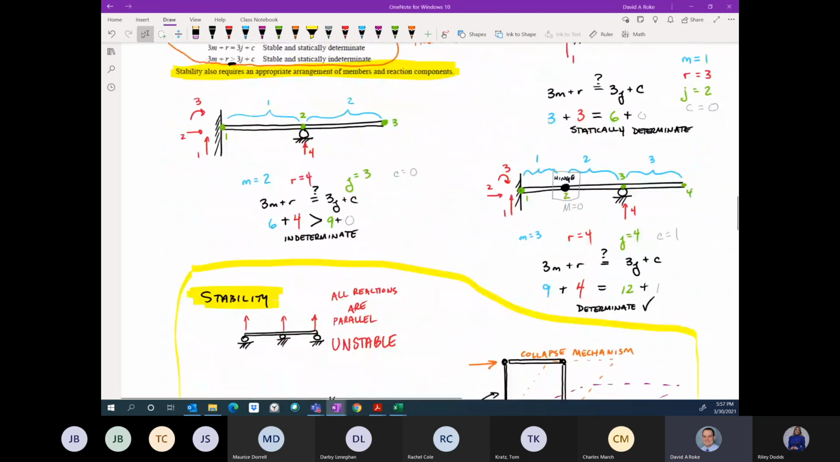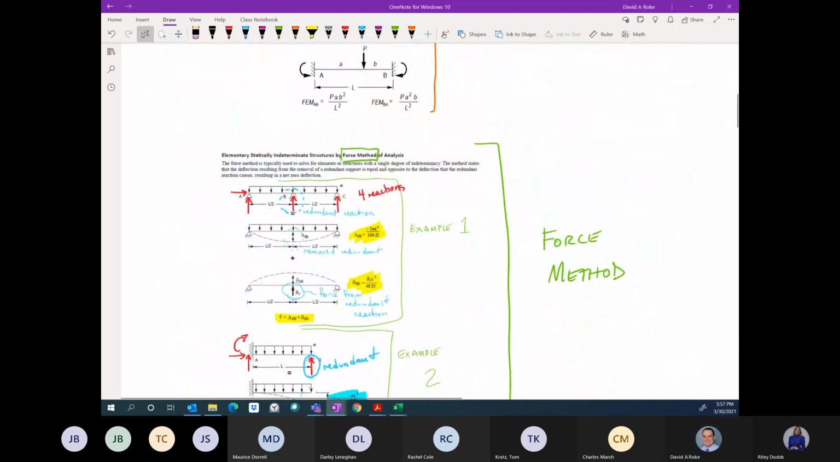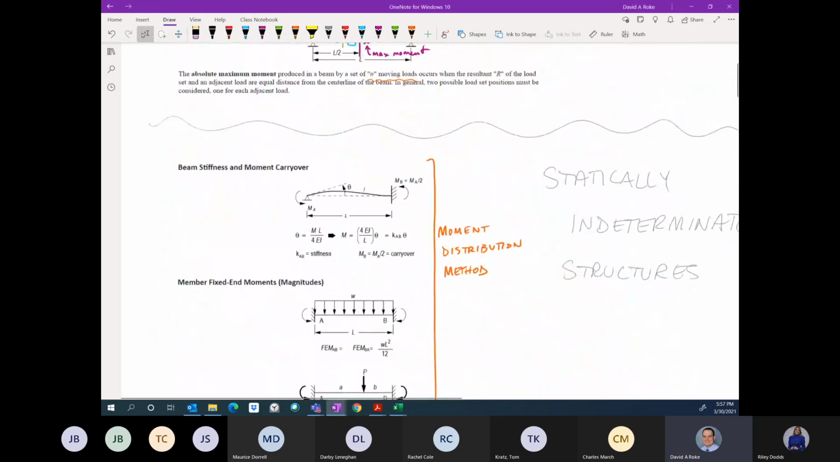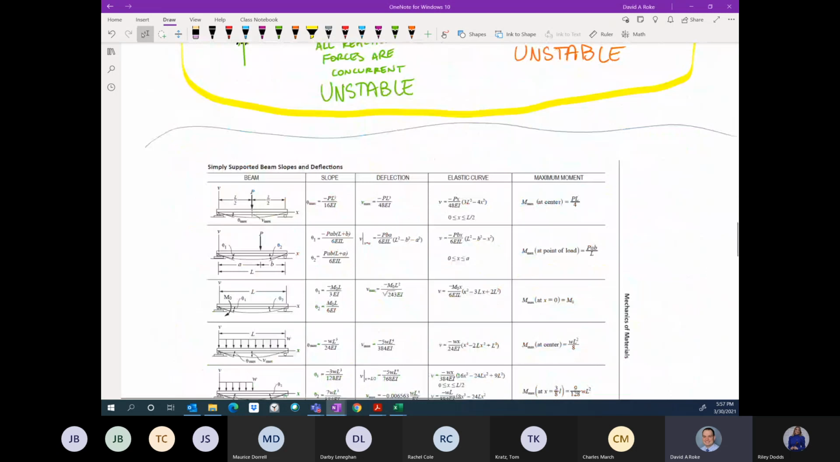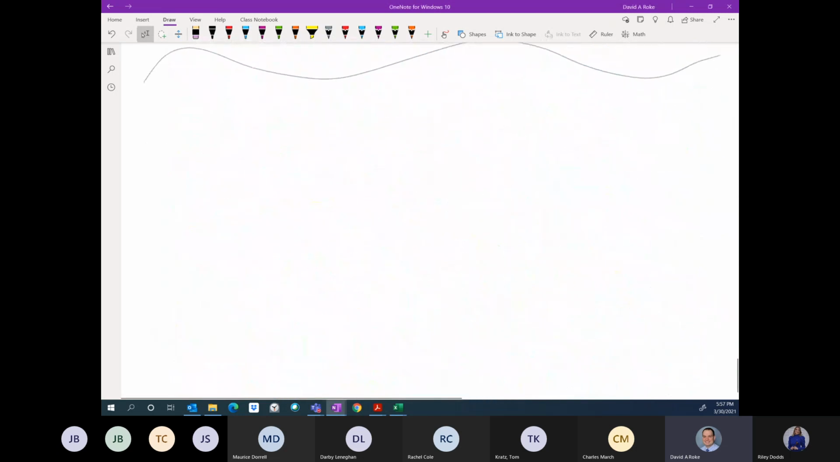Oh, bugger, what color was that? Moment distribution method, I did orange. Oh well, we'll do it this way.